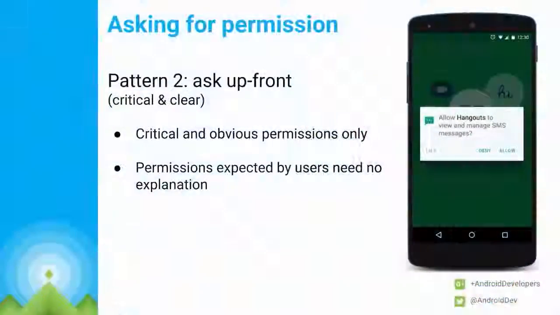So the second pattern, asking upfront. If you have an application that really needs this permission and it's very obvious, the camera app is a perfect example. You have a camera app, you need the camera permission. Without the camera permission, the application cannot work. So for the user, it's not surprising if you ask for the camera permission. They just downloaded the camera app.